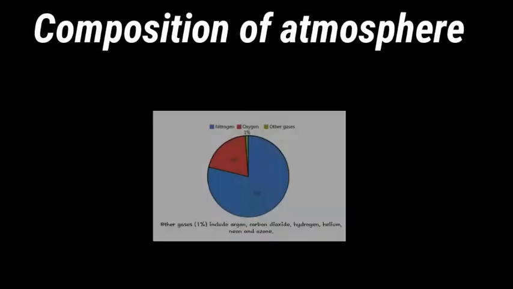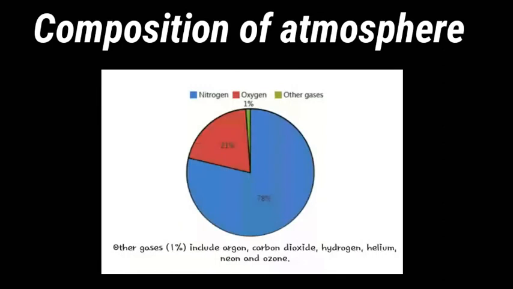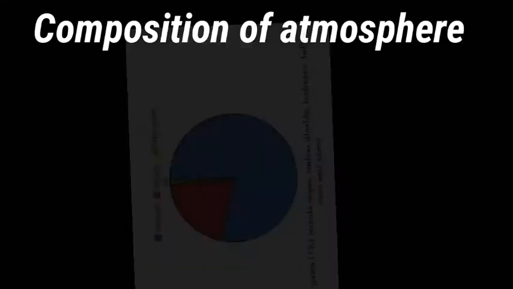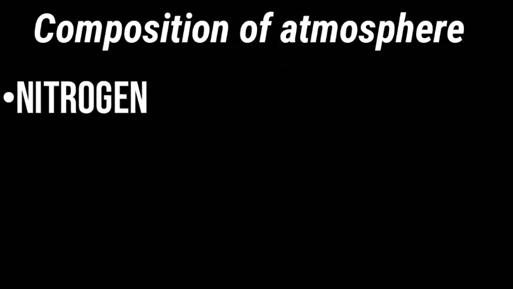First of all, we are going to study about the composition of atmosphere. 78% of atmosphere is constituted by nitrogen, 21% is constituted by oxygen, and 1% includes argon, carbon dioxide, hydrogen, and helium.